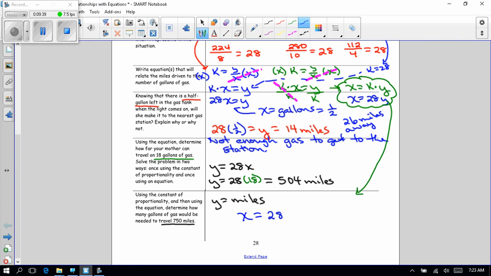Something's wrong. What's wrong? Oh, I see what I did. I got to go back. I am so sorry, guys and gals. Mrs. Hoekstra made a mistake way back up here. Let's fix this. At least I found it. I'm like, hold it, that doesn't look right.